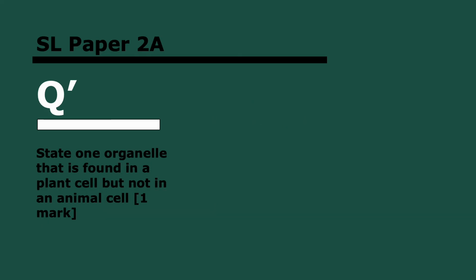So the next one is 1 organelle that's found in a plant cell and not an animal cell. So I completely spoiled that, didn't I? But the answer is chloroplasts. That's the only one that's exclusive to plant cells.